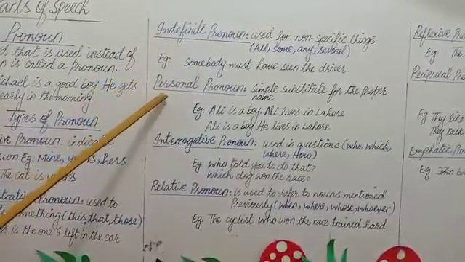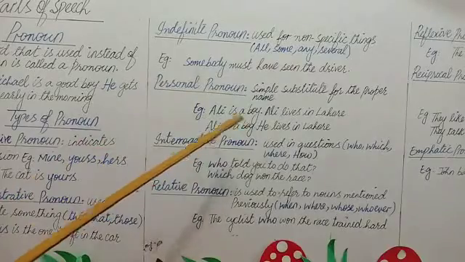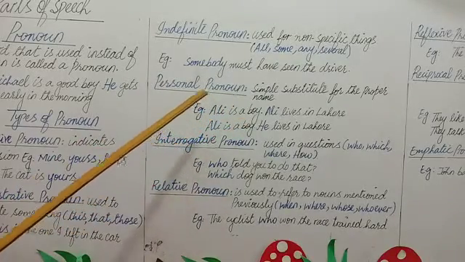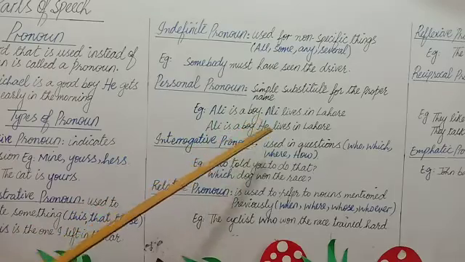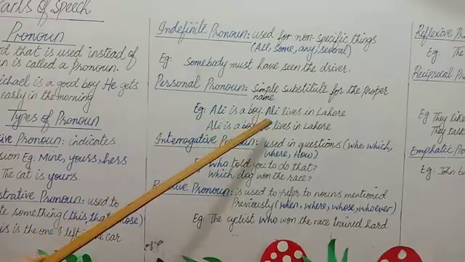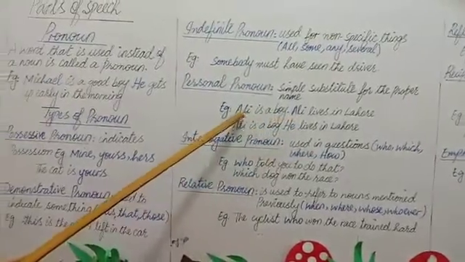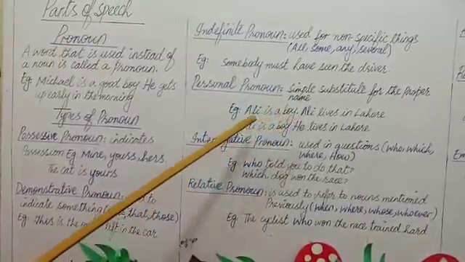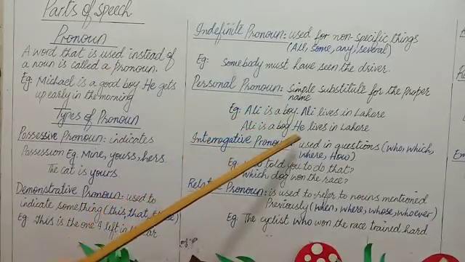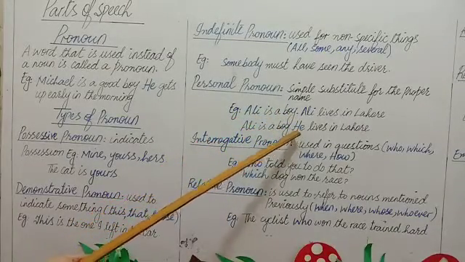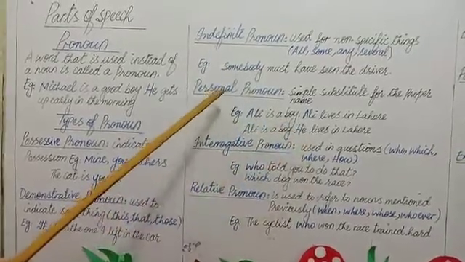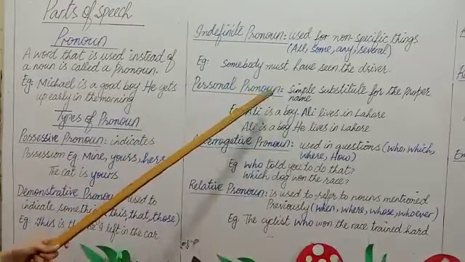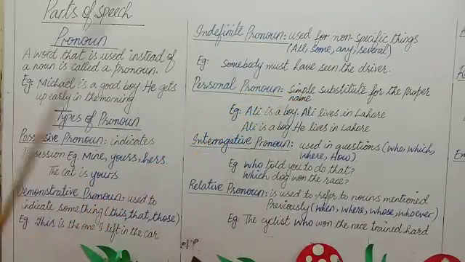Personal pronoun. Simple substitute for the proper name. As you can see in the example, Ali is a boy, Ali lives in Lahore. The repetition of Ali is here. So instead of writing Ali again and again, we use here the personal pronoun he. So Ali is a boy, he lives in Lahore. So this is what we call a personal pronoun, substitute of a proper name.